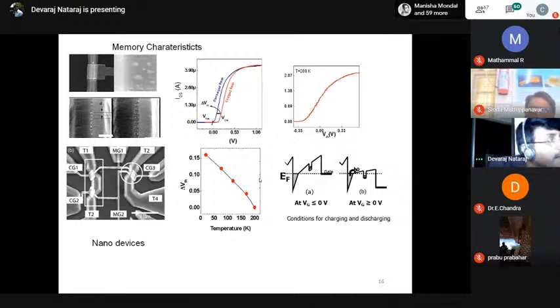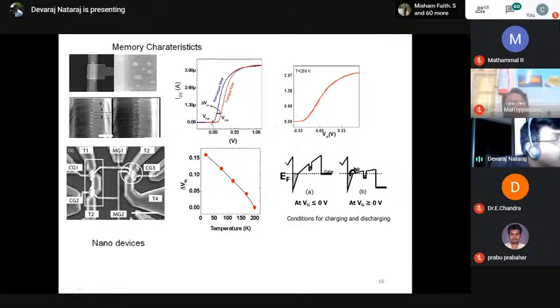But if you perform these measurements at very low temperature, then memory operation is possible. And one can see a beautiful change in the difference in voltage. Initially, it is about 0.15 volt, and it decreases as temperature increases. At 200 Kelvin, it disappears completely.